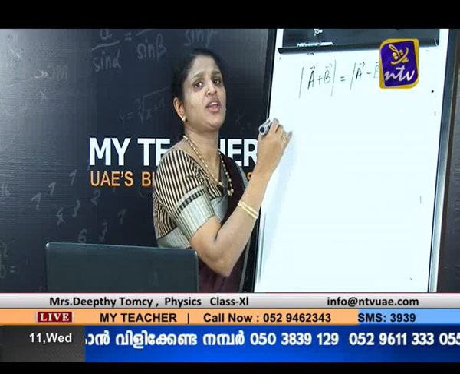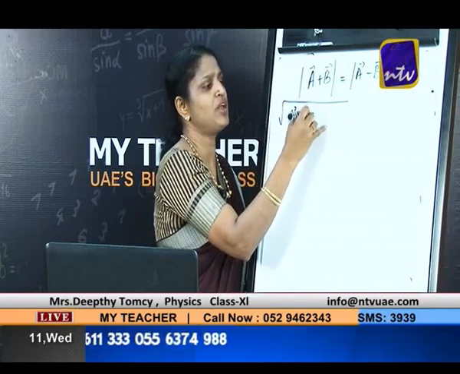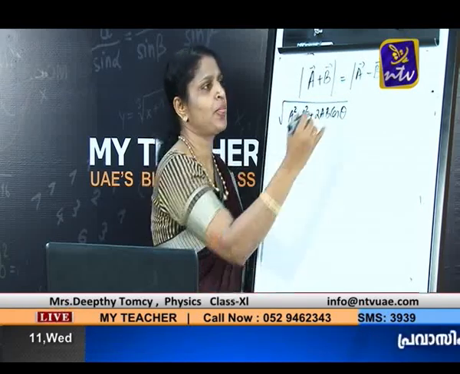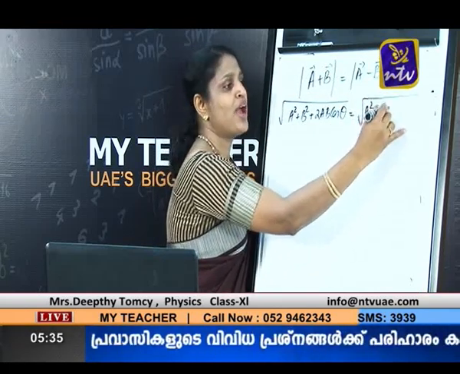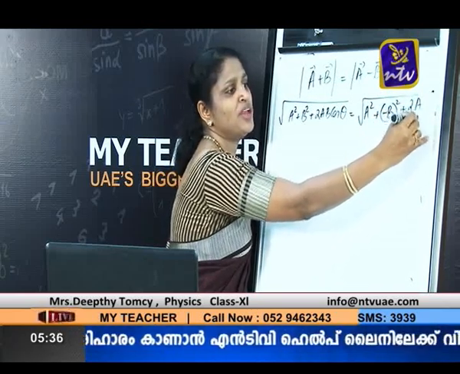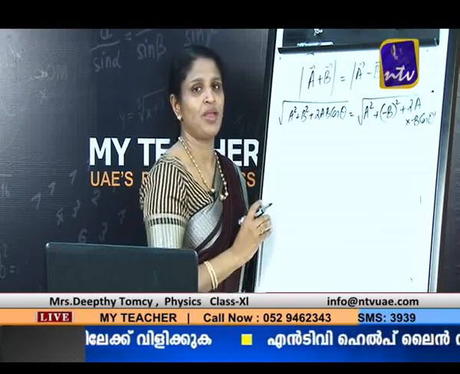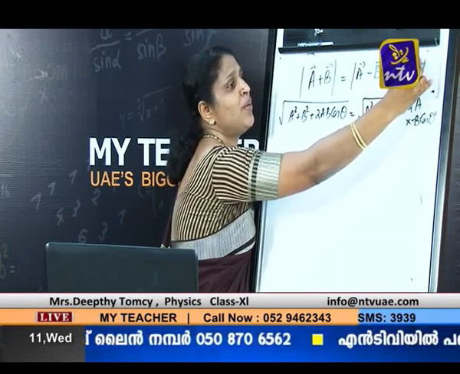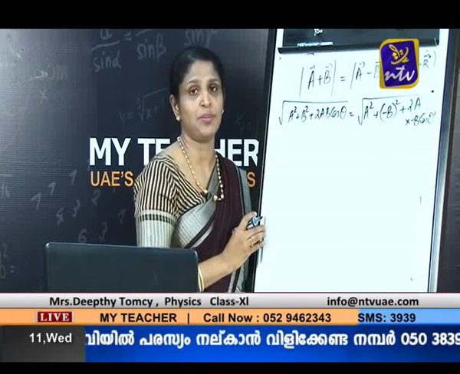A plus b's magnitude can be found as root of a square plus b square plus 2ab cos theta according to the parallelogram law of vectors, and a minus b is root of a square plus minus b the whole square plus 2 into a into minus b cos theta. I hope you understood why I have used minus b here, because it is given a minus b. In vector addition it is actually a plus of minus b. That is what is meant by a minus b.